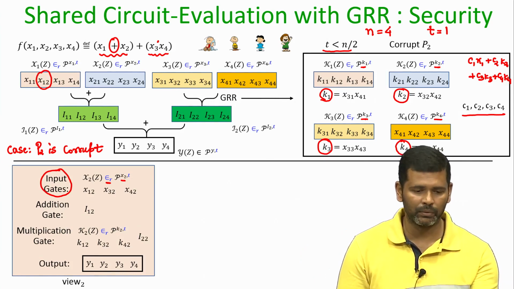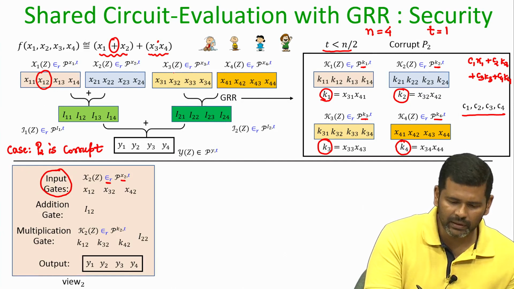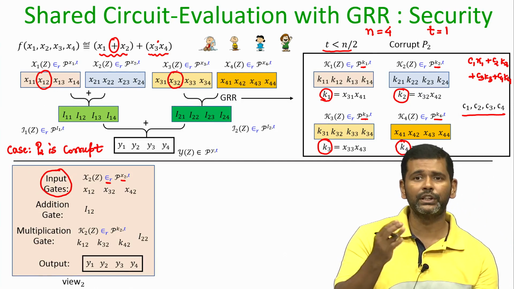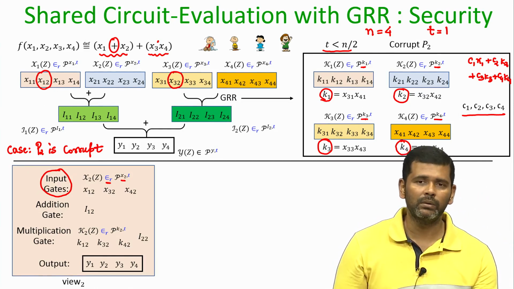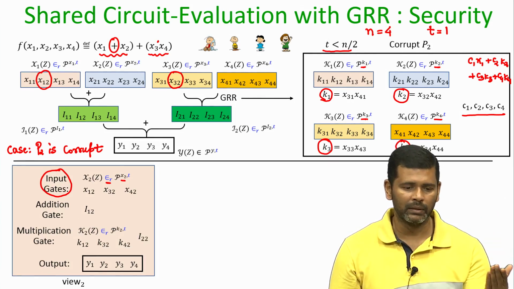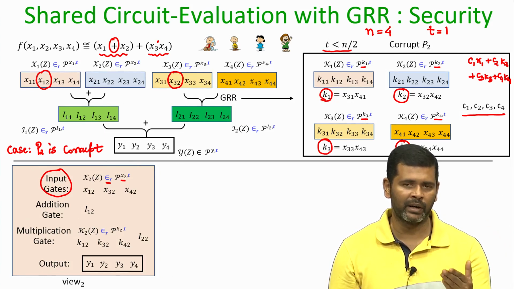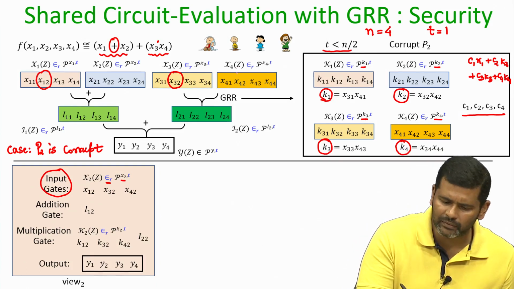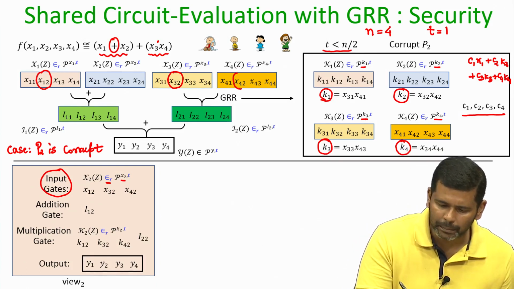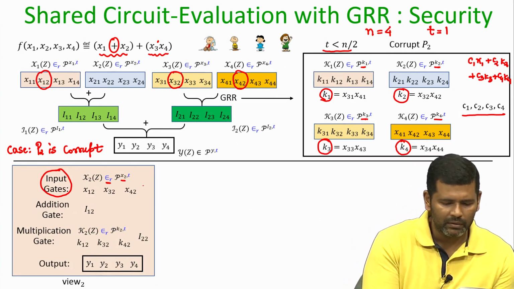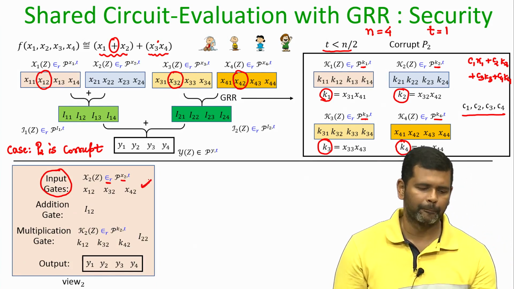Namely the share of P2. For x3 it will know one of the shares, namely x32, which P3 would have communicated to P2, and that is the evaluation of P3's sharing polynomial, which is a random t degree polynomial, evaluated at alpha 2, the value given as a share to P2. Similarly for P4's input, P2's view will be this x42. That is what I have written down here.